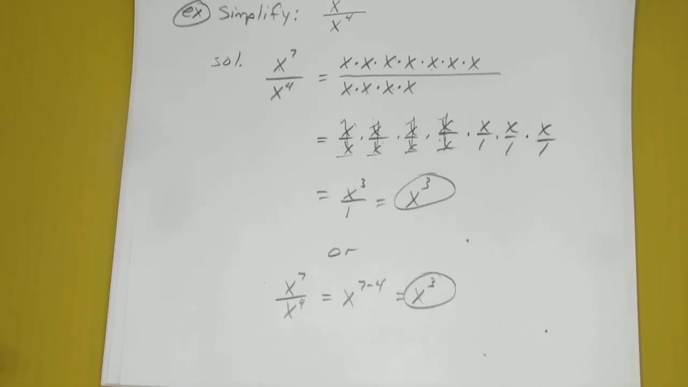Because remember, when you're multiplying, you had x to the m times x to the n is x to the m plus n. But with this one, you're subtracting.